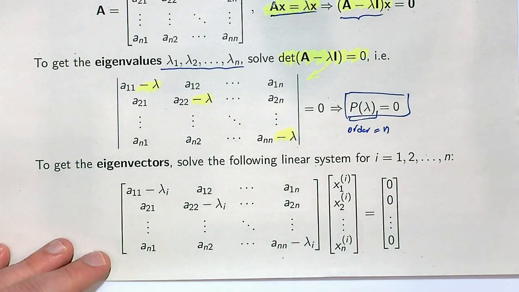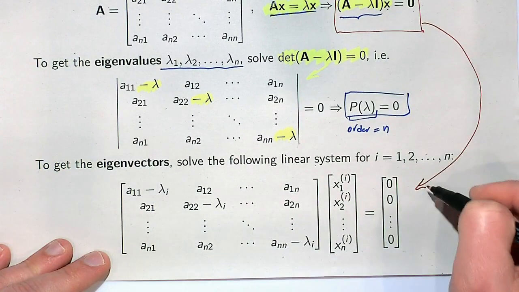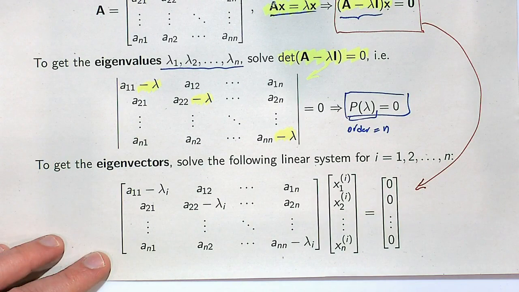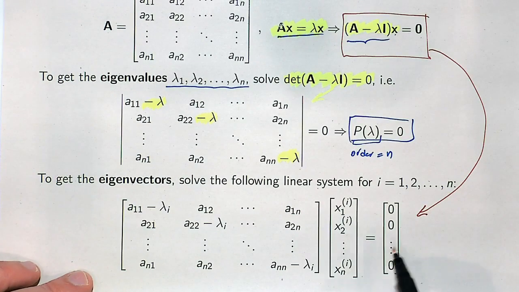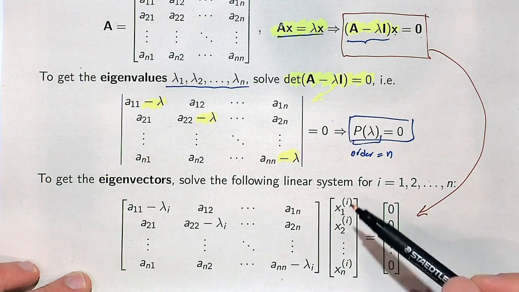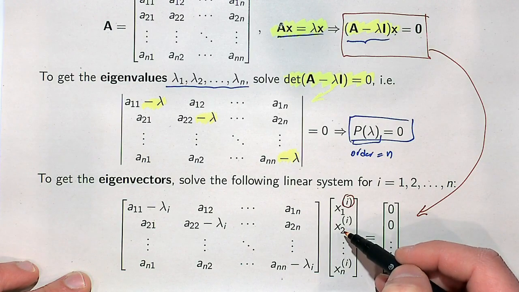So in fact, what we have here has been written in the matrix form, in the expanded form here. As you see, the size of the vectors is n, I mean this zero vector and the elements of x, which means that each eigenvector is going to have n components, right? And I put this superscript i, which means that we are referring to the eigenvector corresponding to the ith eigenvalue. All right?